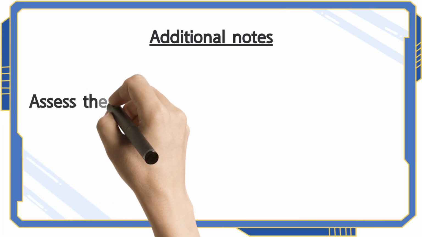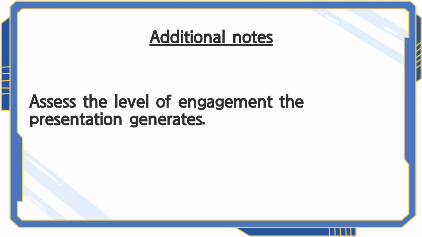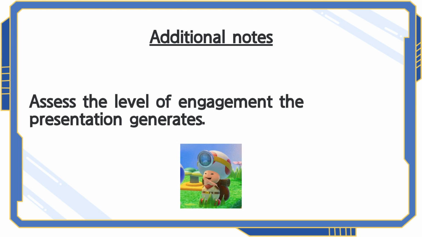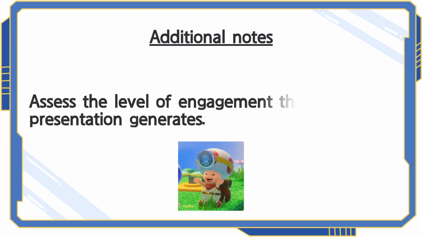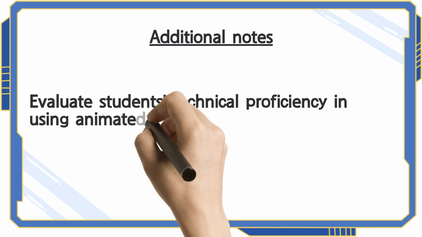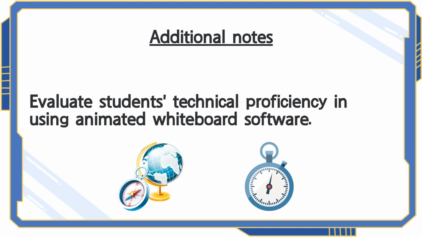Assess the level of engagement the presentation generates. Consider factors such as pacing, variety in content delivery, and overall viewer interest. Evaluate students' technical proficiency in using animated whiteboard software. This includes their ability to navigate the software, implement animations, and synchronize visuals with narration.